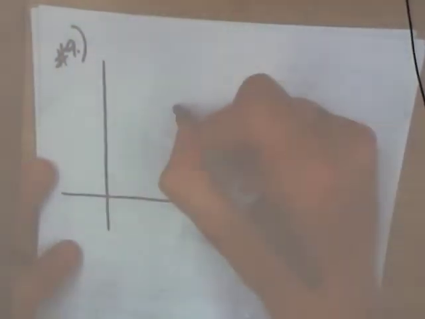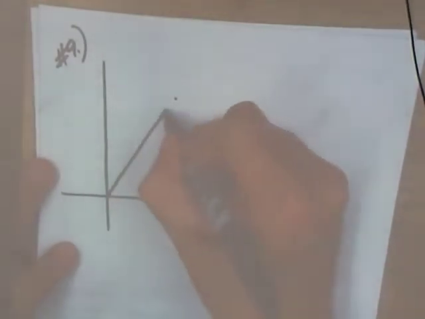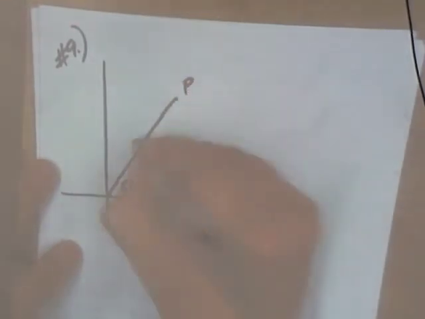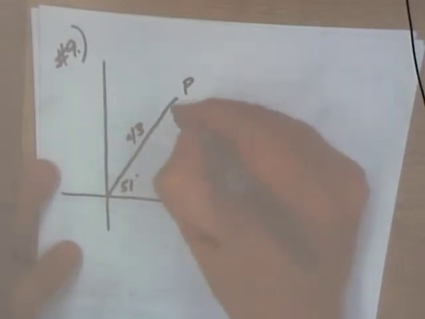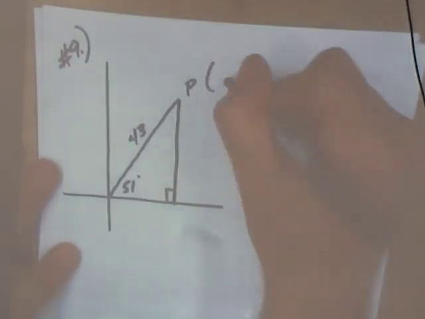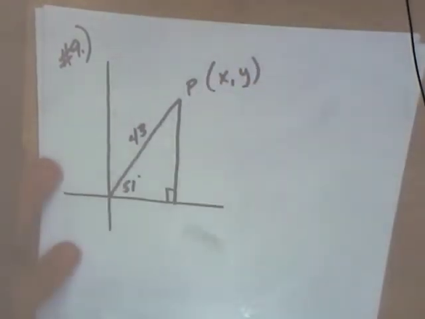Let O be the origin and P be a point on the terminal side of theta, an angle in standard position. Find the coordinates of P when OP equals 43 and the angle is 51 degrees, correct to 3 decimals. Okay, this is number 9. It says the angle is about 51 degrees, and this is point P, and OP is 43. It wants us to find the coordinates, the X and Y value of point P.